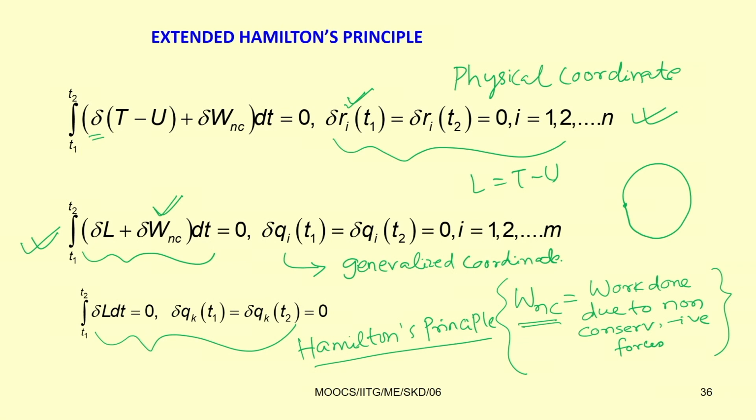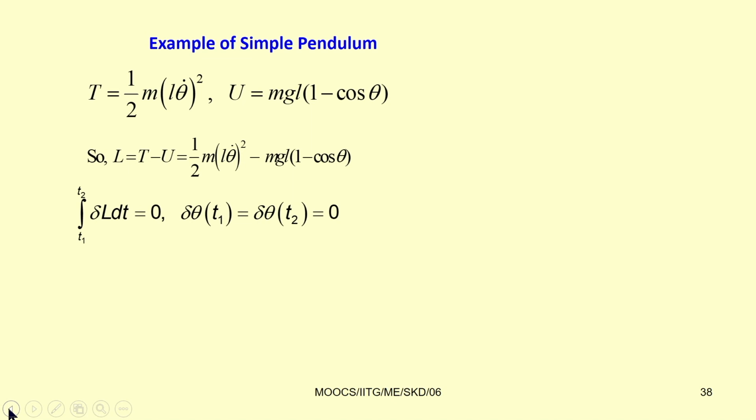So, let us see this with an example. We can take the example of the simple pendulum, the same example of the simple pendulum, and derive the equation of motion by using this Hamilton principle.